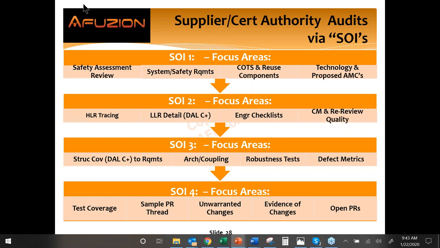Then SOI-2, let's look at the requirements traceability, HLR, high-level requirements, up to the safety and system. Then let's look at low-level requirements. What kind of detail do we have? Is it sufficient so that two different developers could avoid assumptions? Do I have checklists for requirements, design, code, test, integration? Do I have instructions for completing the checklist objectively? Do they cover all of the plan and standard criteria? That's what I'm checking for SOI-2.